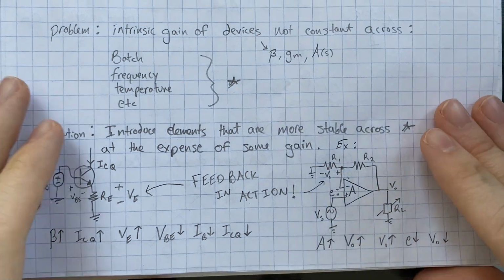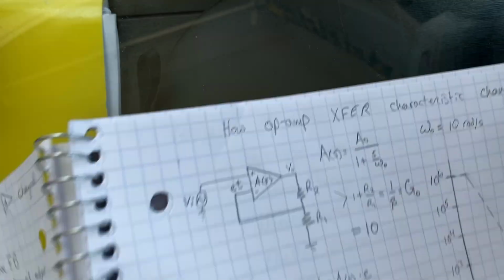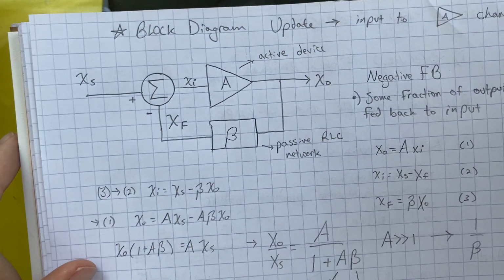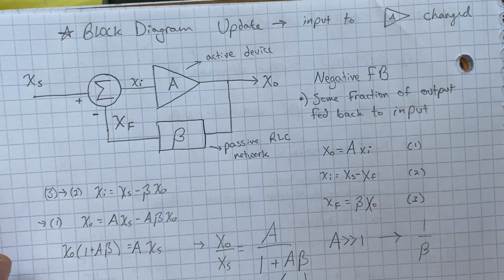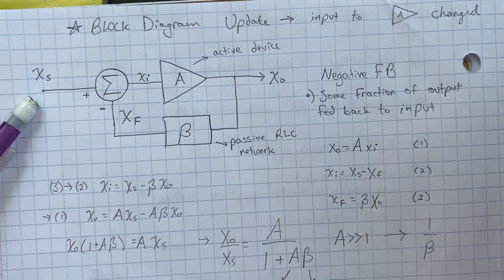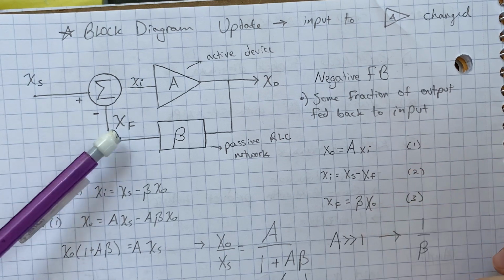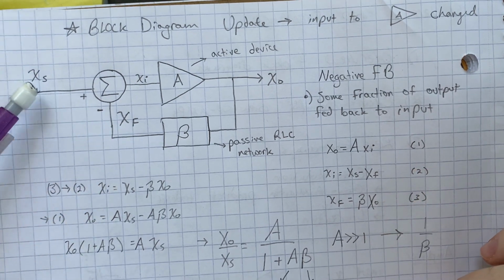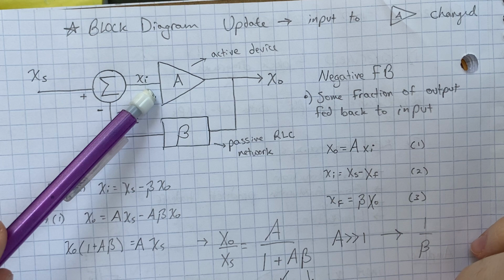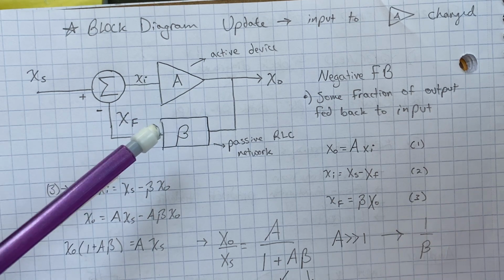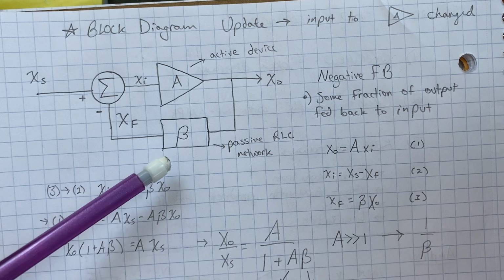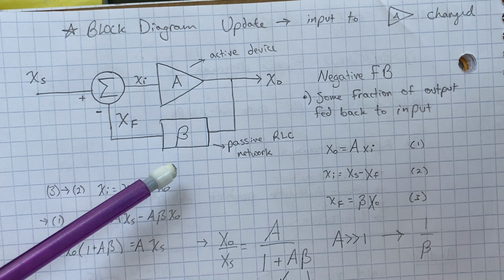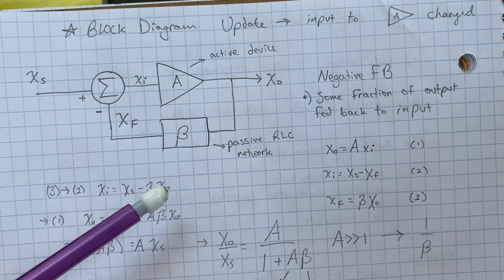And in fact, that means we have to change our block diagram to include feedback. So we not only have an input source XS, but we have some feedback that's going to be subtracted from that to give us our true input to the active device here. And we're going to include another block, beta, which is the passive network that's feeding back some portion of our output.